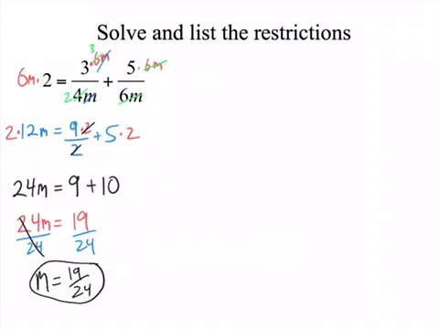Now let's look for restrictions. My restrictions would be 4m equals 0, as well as 6m equals 0. Wouldn't those create restrictions or excluded values? So 4 times what gives you 0? Well, if you simply solve, isn't that 0? If you solve this, isn't that 0? So my excluded values are zeros.